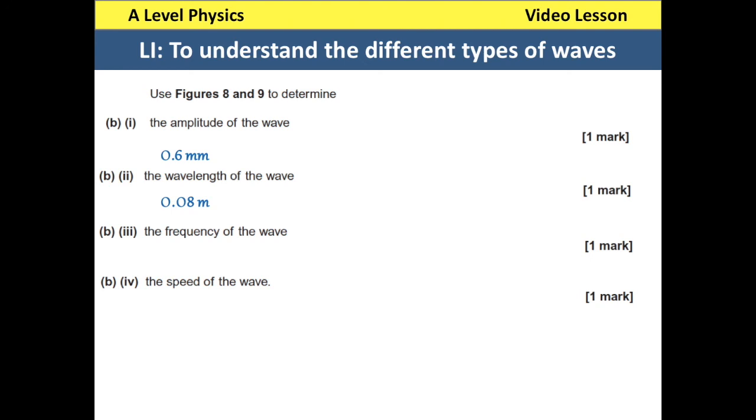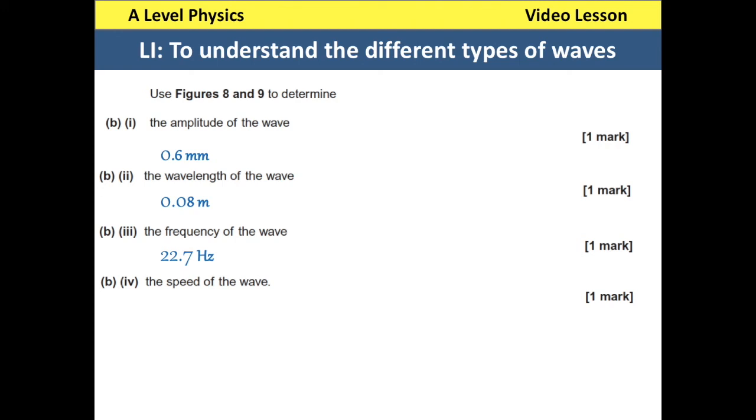The frequency of the wave we can't read directly off either of those graphs, but what we can read off is what the time period of the wave is. The time period we would have read off the second graph as being 44 milliseconds. In other words, 44 times 10 to the minus 3 seconds. We know that frequency is 1 divided by the time period, so we would do 1 divided by 0.044 to give us an answer of 22.7 Hertz.